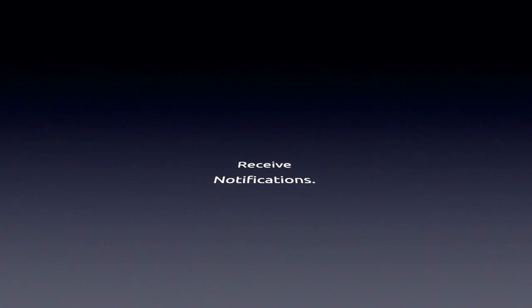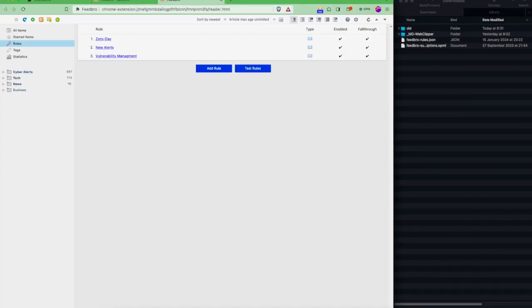Receive notifications. In general, notifications are sent by the web browser. Therefore, it is important that this feature is enabled in your web browser. In this video, I'm using macOS, and I have enabled the ability to receive notifications from the web browser. In my case, notifications come in the form of banners.